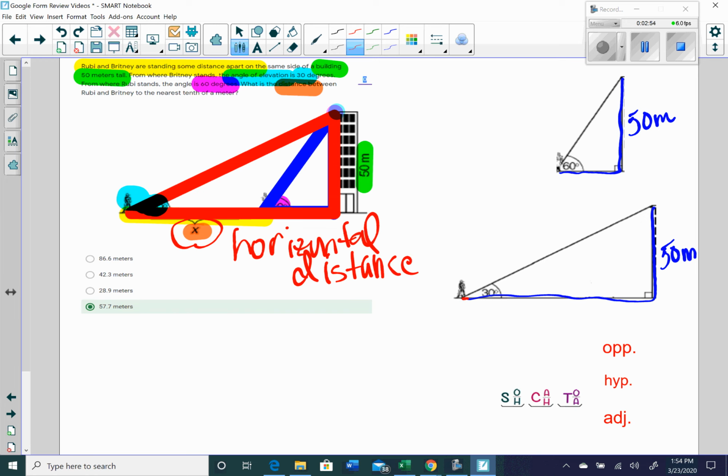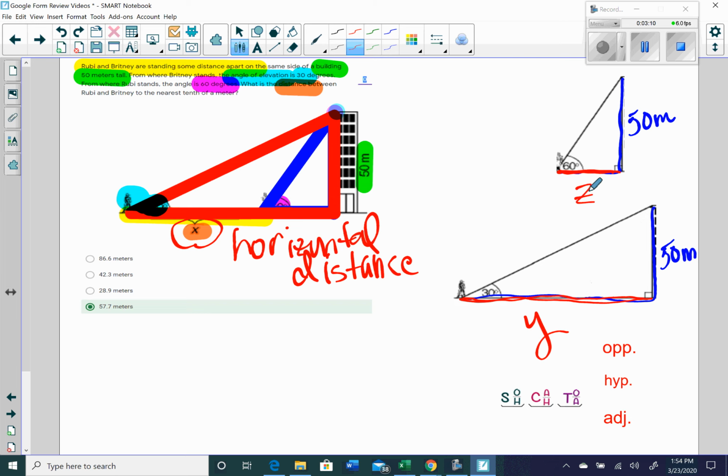So let's look at Brittany first. I wonder how long this distance is. Let's label it with a y. And now let's look at Brittany's, sorry, is this one Brittany? This one is Ruby next, sorry. And her distance we'll label a z.